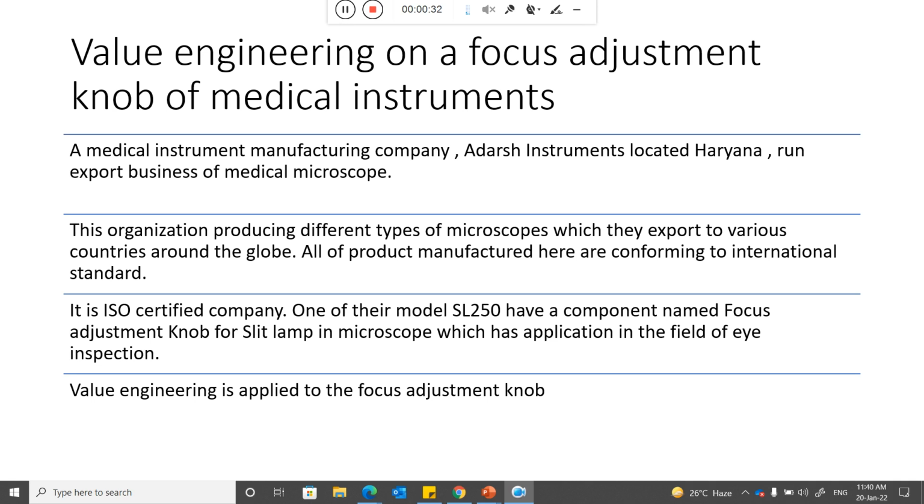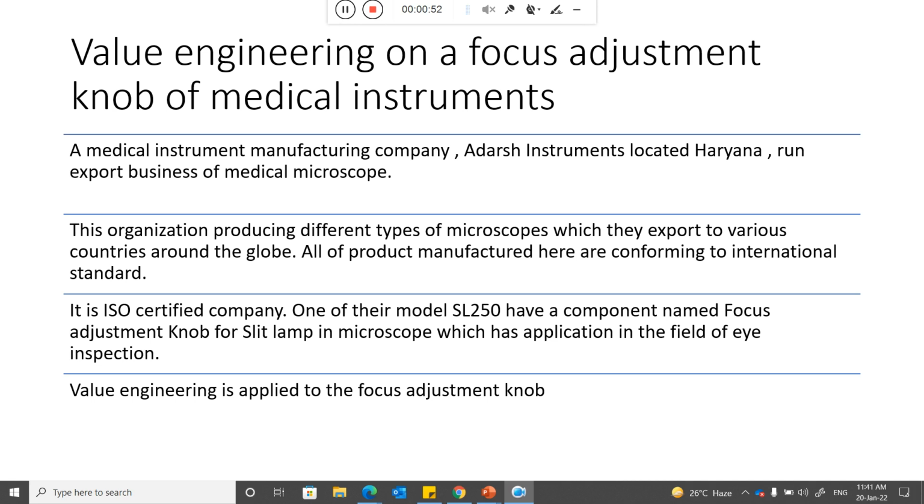Okay, so that is again a case study. And why I am taking case studies mostly, because you people will understand the concept in a practical manner. Okay, how we can actually apply value engineering in any industry. It is a very small concept, but you should know. So that's why I take this case study.